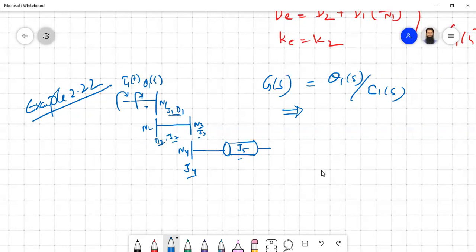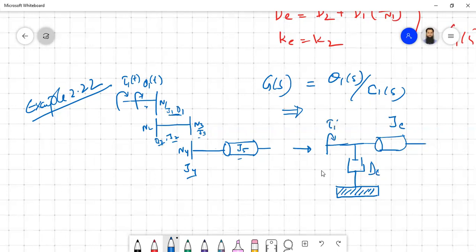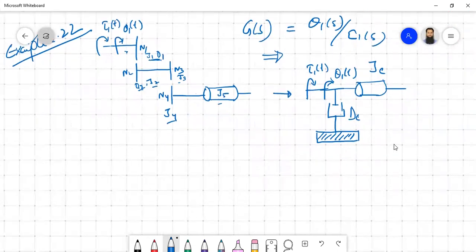So now, if you want to find the equivalent diagram, it will look simply like this. You will have an inertia component. The other side of the inertia component is open, so we keep it as it is, and you have the friction. Friction is always with respect to some surface. Sometimes air friction can also be there, but still we can assume there is a surface. So this is your D equivalent, this is your J equivalent, then you have your torque tau 1(t) as well as your theta 1. Now, what will be J equivalent?